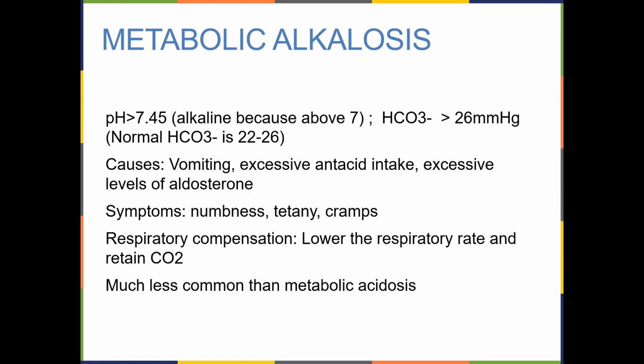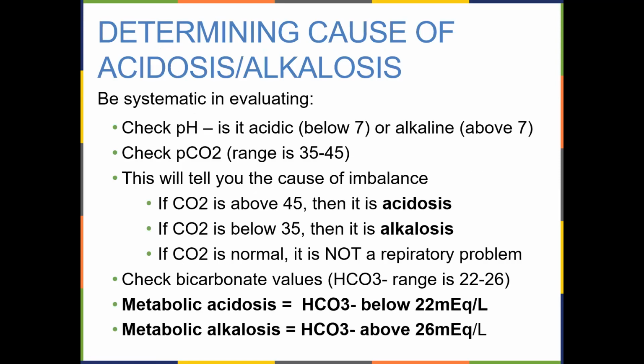Metabolic alkalosis. Now one of the things we see is that metabolic alkalosis is pretty unusual. So here's the way you check. I've been saying this, but here it is in one screen. Check the pH. If it's below 7, it's acidic. If it's above 7, it's alkaline. Check the CO2. CO2 range is 35 to 45.